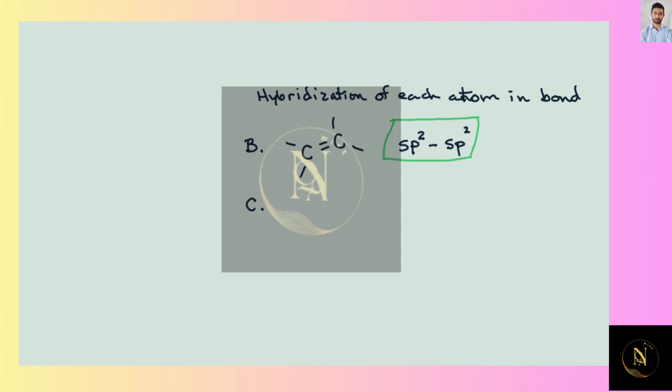Let's look at letter C. Letter C, we have a carbon single bonded to a carbon. And each of these carbons then would have 3 other things bonded to them for a total of 4, since it's a single bond there, and there are no other double bonds on these carbons. So that means they need 4 hybrid orbitals. So this would be sp3 to sp3.